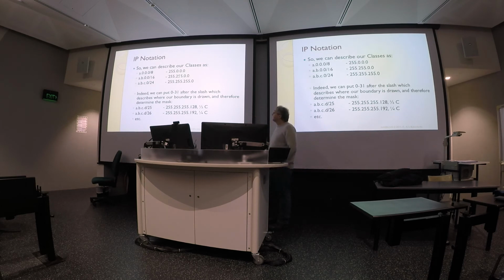/16, class B, another octet's filled with 1s. Class C, /24, another octet is filled with 1s. See, your 24's there, your 16's there, your 8's there. That's just saying which of these bits are set to 1 and which of these bits are set to 0. And of course we can put that anywhere. We can do a slash at any value between 0 and 32.